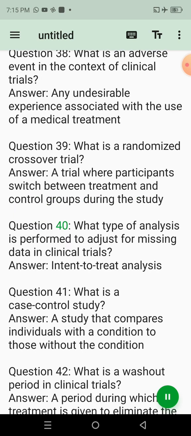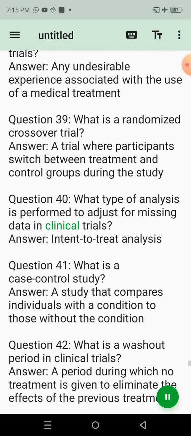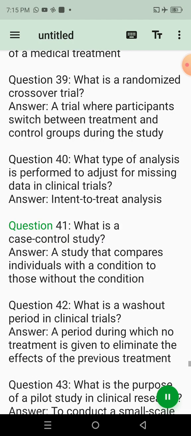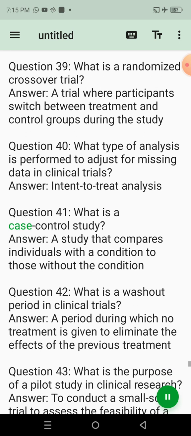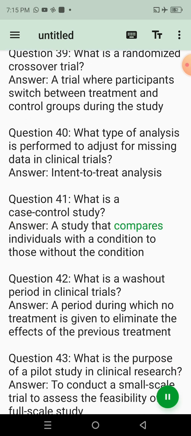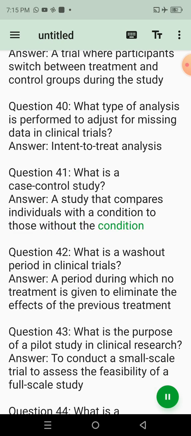Question 40. What type of analysis is performed to adjust for missing data in clinical trials? Answer: intent to treat analysis. Question 41. What is a case control study? Answer: a study that compares individuals with a condition to those without the condition.